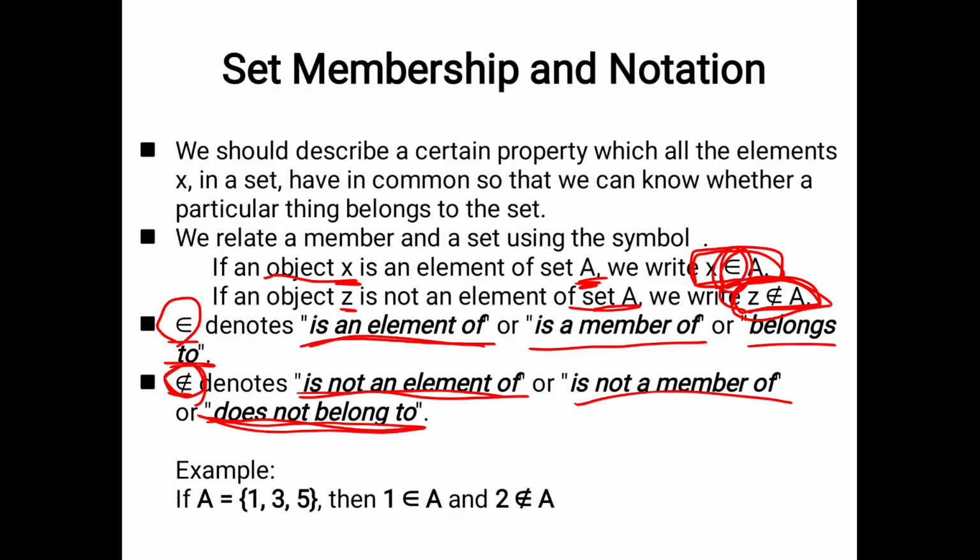For example, we have a set A with elements 1, 3, and 5. We can see that 1 is an element of A because it is in the set. And 2 is not an element of A because there is no element 2 in set A. Only 1, 3, and 5. Again, this symbol represents is a member of, or it belongs. And this symbol represents it does not belong.